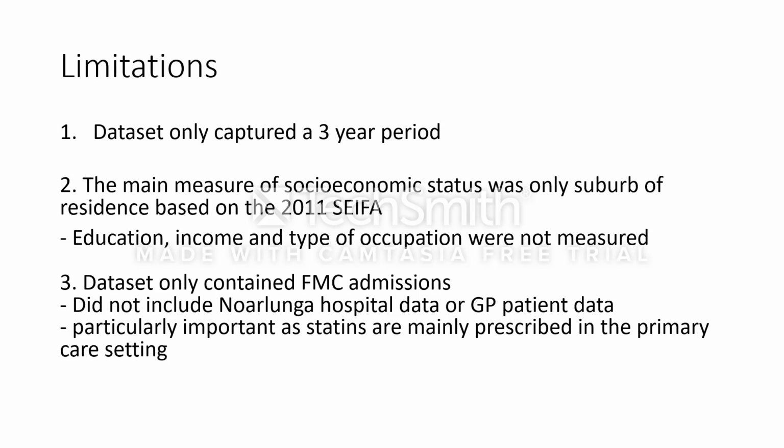So the limitations of my study included the data set only capturing a 3-year period. The second limitation was that the main measure of socioeconomic status was only a suburb of residence based on the 2011 SEIFA I merged with the data set. Things like education, income, and type of occupation were not measured. And the data set only included Flinders Hospital admissions, didn't include the Noarlunga Hospital or the GP patient data. This is particularly important as statins are mainly prescribed in the primary care setting or with GPs. So lacking this data, I believe, did skew the results quite a bit.